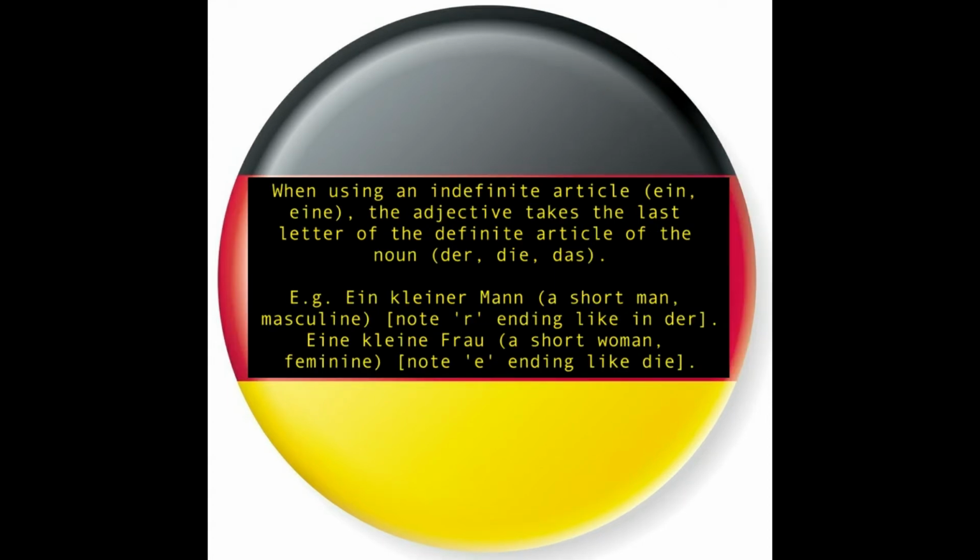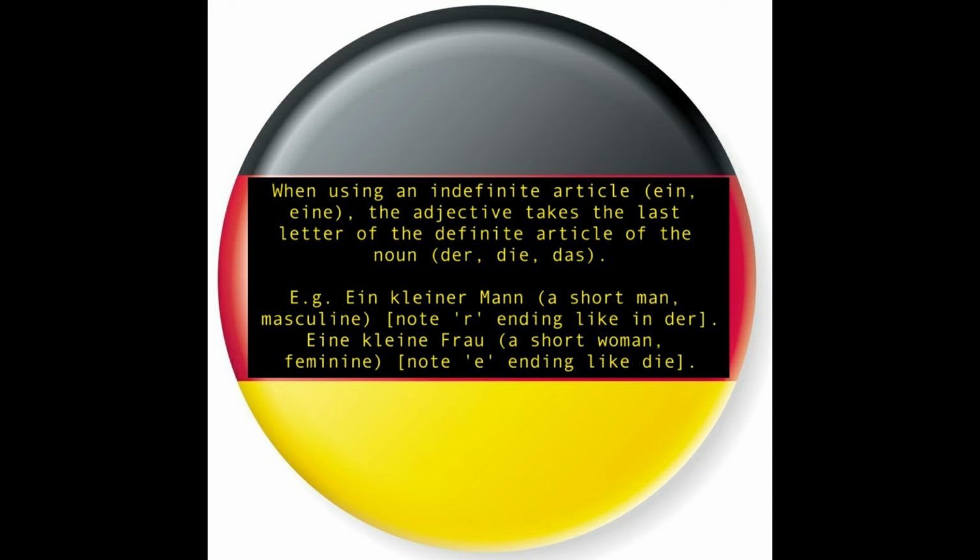Let's move on to indefinite articles, which in English is a. In German, the words are ein or eine. So when using an indefinite article, the adjective takes the last letter of the definite article of the noun. For example, der, die, or das. Okay, so let's look at some examples.